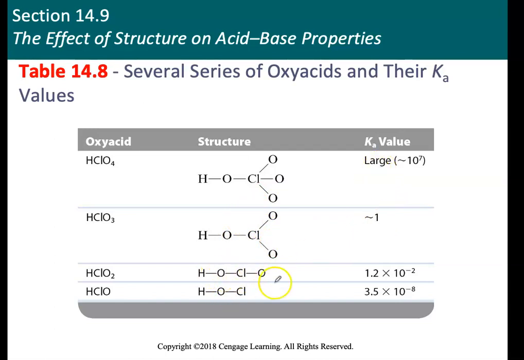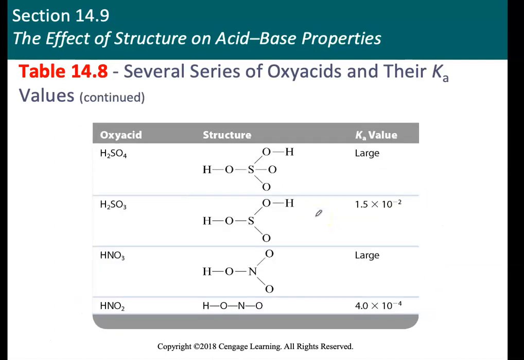Here there are 2 bonded to the central atom, 1.2 times 10 to the power minus 2. So you can see clearly that the strength of the acid increases as you increase the number of oxygen atoms bonded to the central atom. The same observation is seen here. You can see that the number actually increases as we increase the number of oxygen.